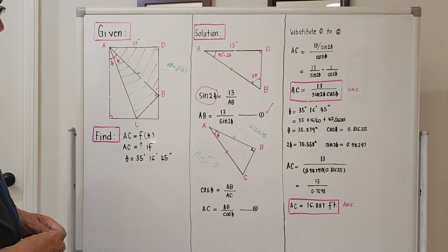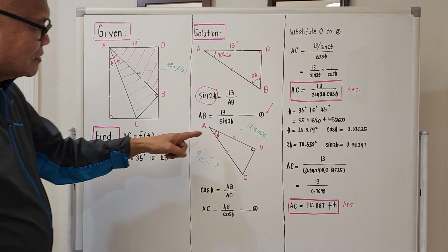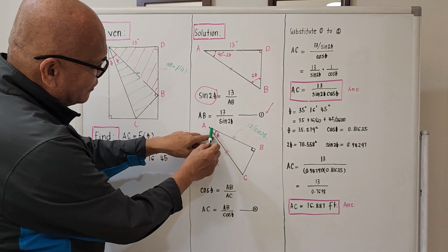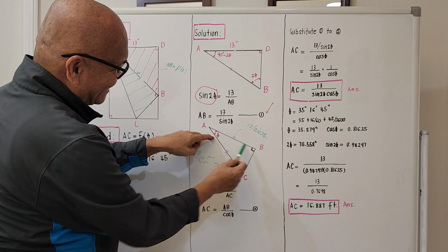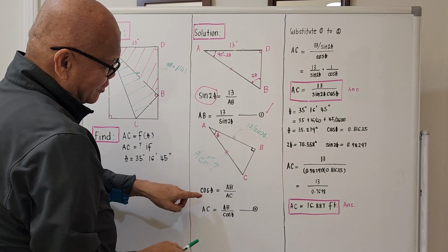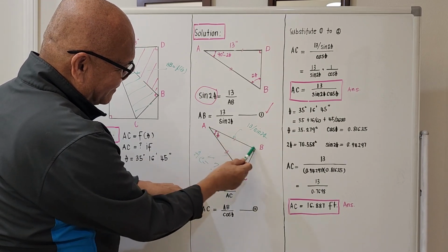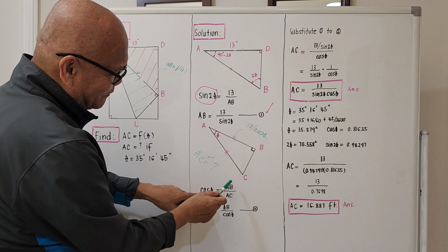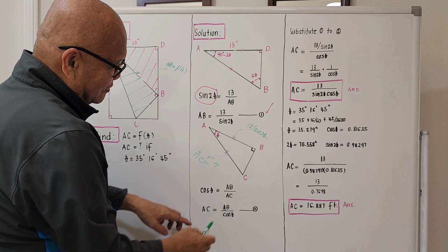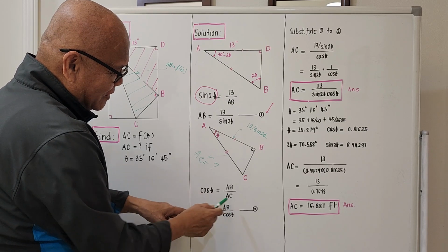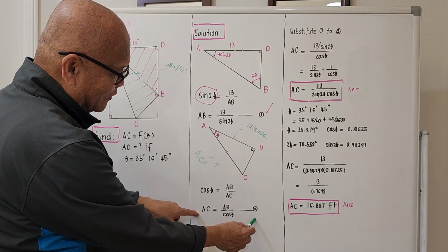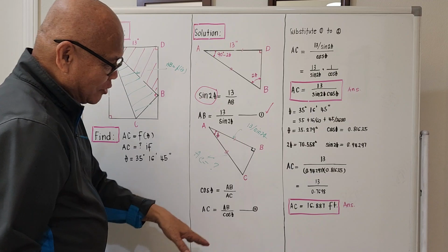Okay, let's try to consider theta. If we consider theta, this side here is adjacent, and this is the hypotenuse. So the cosine of theta will be adjacent over hypotenuse, so it will be AB over AC. Computing for AC, AC will be AB over cosine of theta. We call this equation number 2.